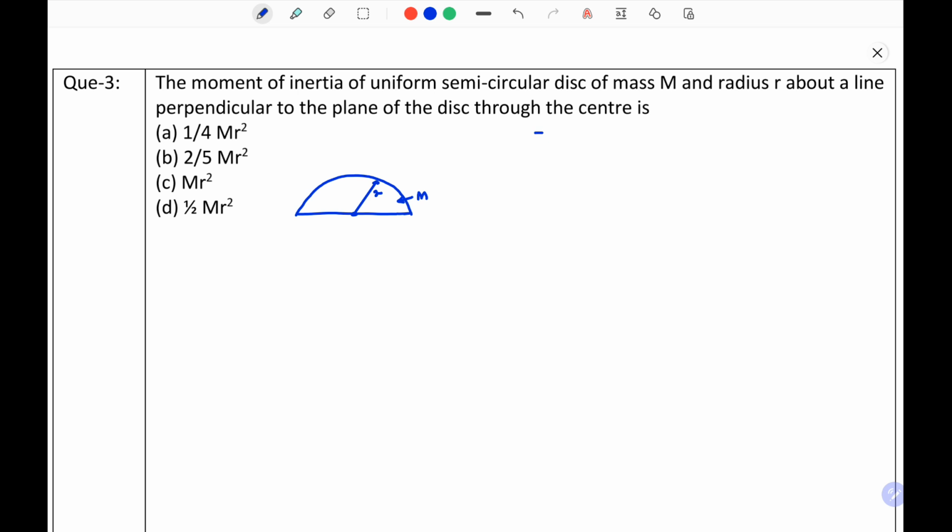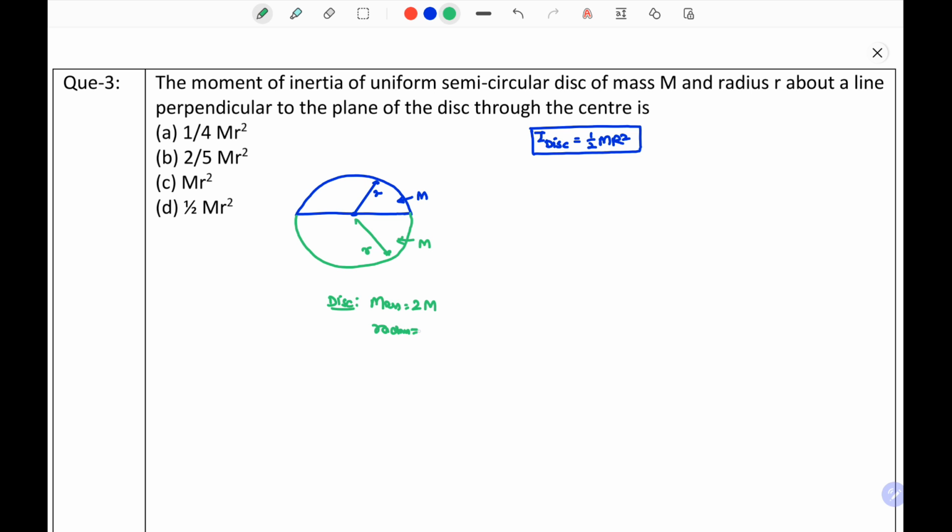We know that the moment of inertia of a disk about an axis perpendicular to the plane of the disk and through the center is half MR square, if M is the mass of the disk and R is the radius of the disk. So if we consider this is the whole disk, then the other part will also have the mass M and radius R. So effectively this is a disk which has the mass equal to 2M and radius equal to R.